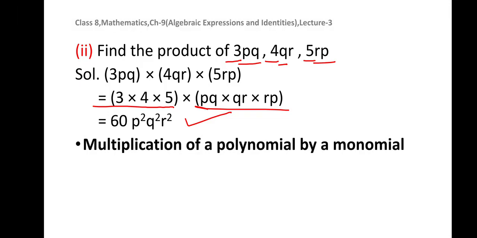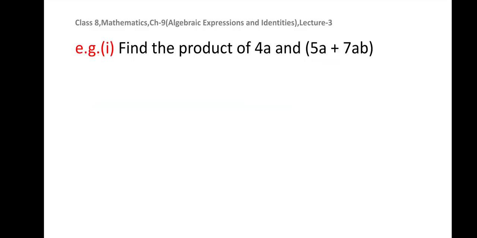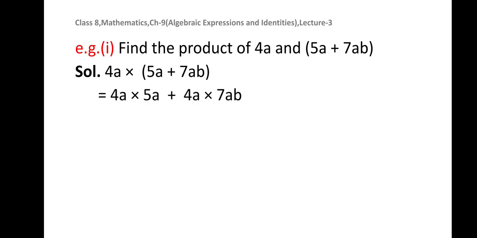And now coming to the subtopic, that is multiplication of a polynomial by a monomial. In this, multiply each term of the polynomial by the monomial using the distributive law. Dear children, we have read the distributive law in chapter number 1, rational numbers. In this, the term which is present outside the bracket is to be multiplied or distributed to every term which is present inside the bracket. Let us see now. You need to find the product of 4a and 5a plus 7ab. 4a is the monomial and 5a plus 7ab is a polynomial. So let us see now how I need to proceed.